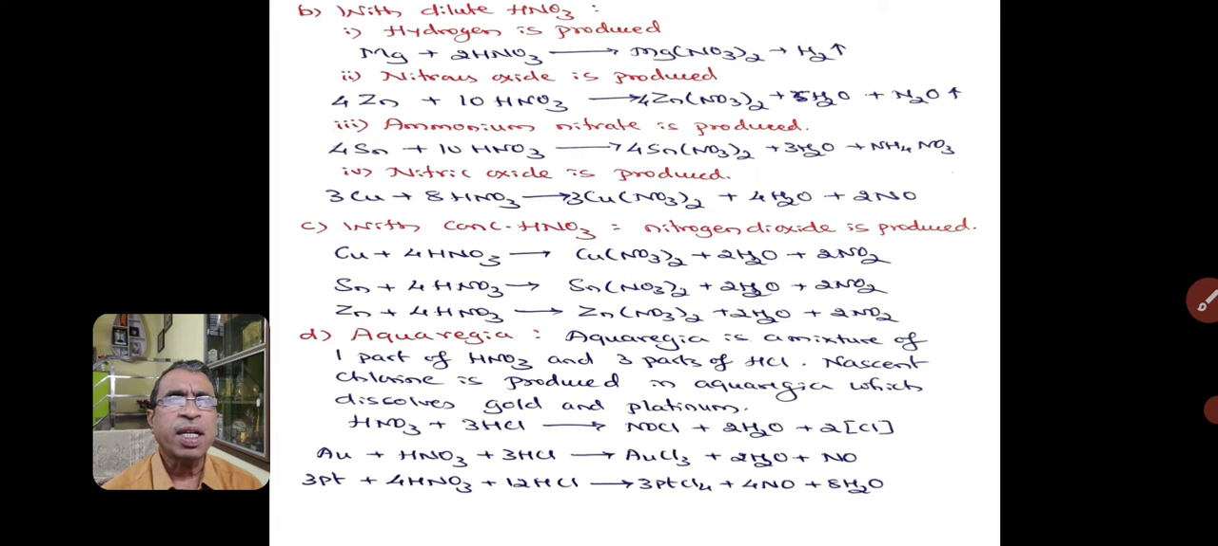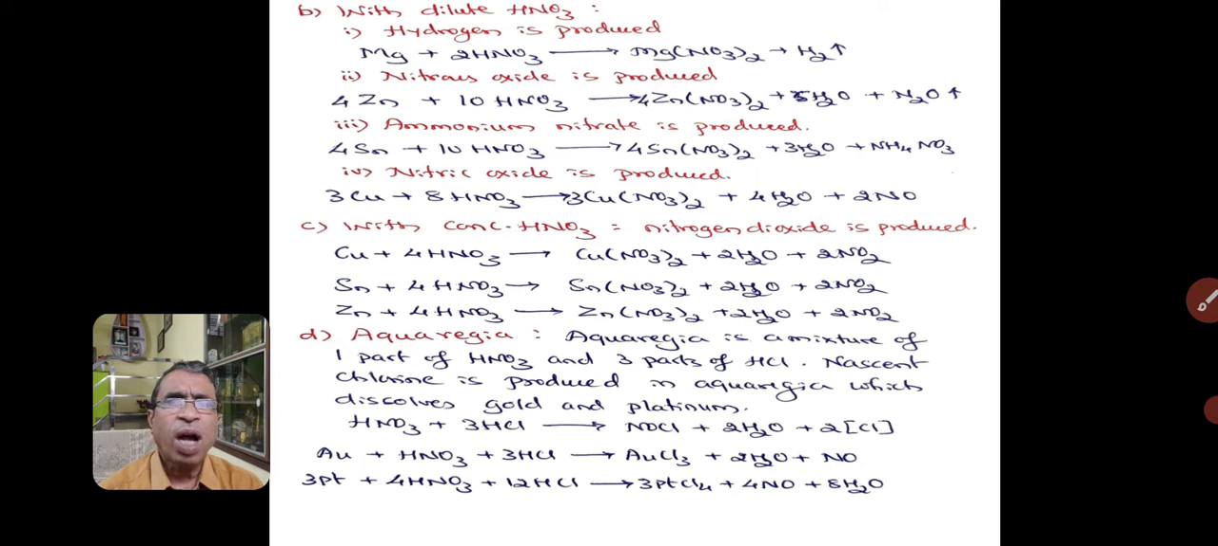With concentrated nitric acid, nitrogen dioxide is produced. For example, copper with concentrated nitric acid gives rise to nitrogen dioxide. Similar reactions you come across even with tin and zinc. Cu plus 4HNO3 gives rise to Cu(NO3)2 plus 2H2O plus 2NO2, and similarly you get NO2 with other metals also.